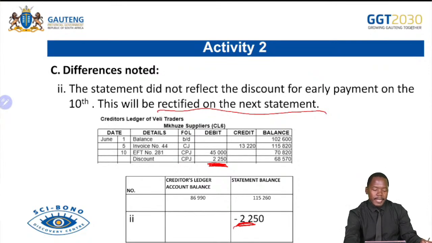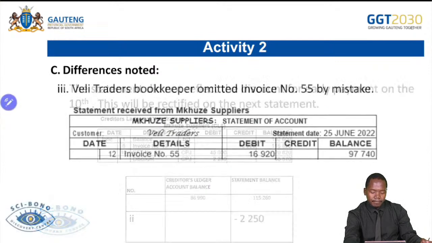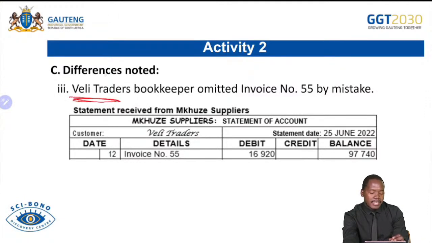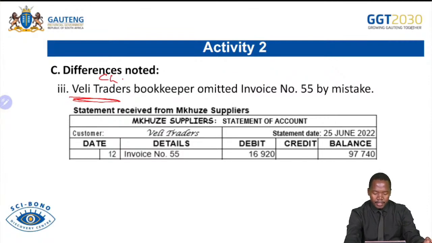Now we are moving forward. ValueTrader's bookkeeper omitted invoice number 55 by mistake. So now, ValueTraders, remember, it is us. This is our business. ValueTraders is our creditor's ledger. If you see on the statement received, they've recorded on the 12th, invoice number 55, on the debit side, 16,920.